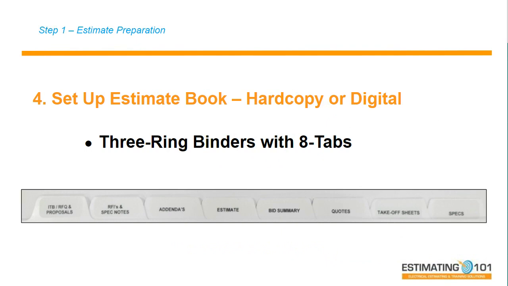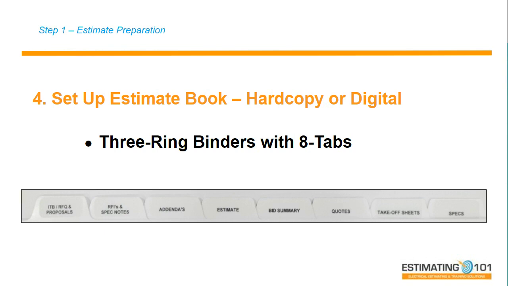So the tabs are, again, you may want 8, you may want 12, you may want 6. But the first tab is the invitation to bid and the RFQ proposals. The next one is RFIs, any of my spec notes. Tab number 3 is addendas that I've received. Tab number 4 is my printed estimate. Tab number 5 is my bid summary after I've summarized the project. Tab number 6 are all of my quotations for my quoted packages, specialty cable. Tab number 7 is my takeoff sheets or any scribbly notes that I've made about anything that I designed or something like that.